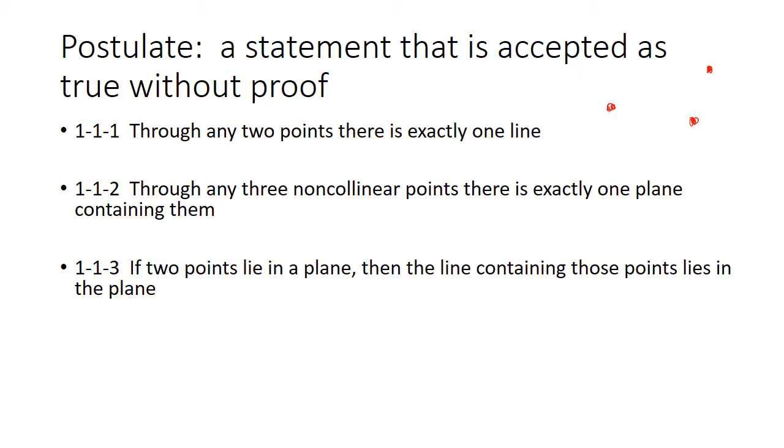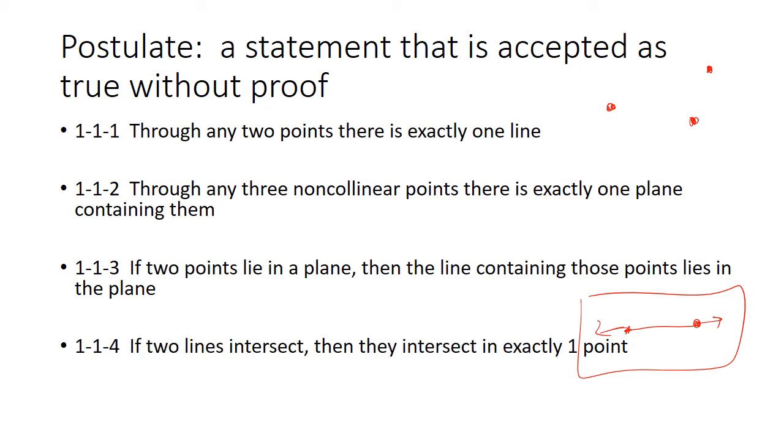Now, if you have 2 points that lie in a plane, then the line containing those points lies in the plane. So if we have our 2 points and a line that's connecting them, and they are lying in the plane, then the line is also in the plane. It's kind of like if you are in the kitchen, you are also in the house because the kitchen is in the house. Does that make sense?